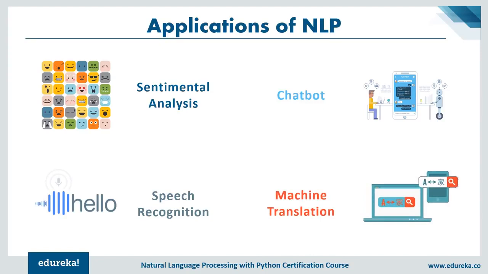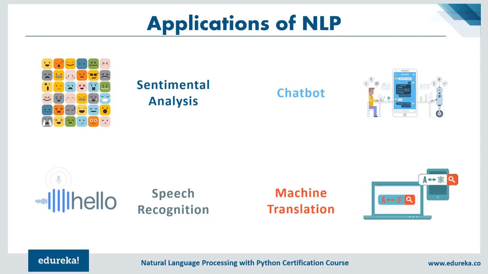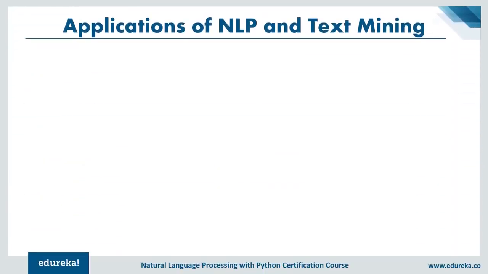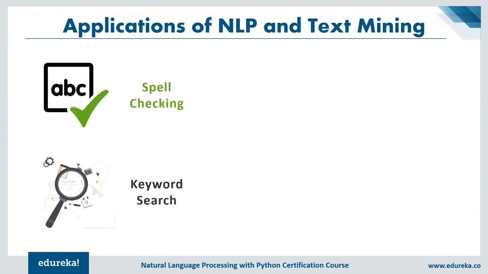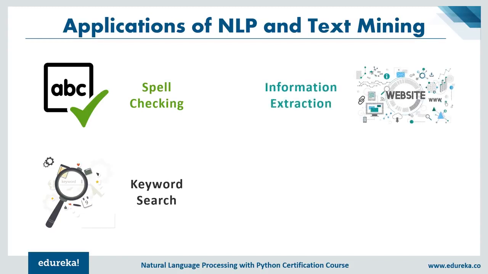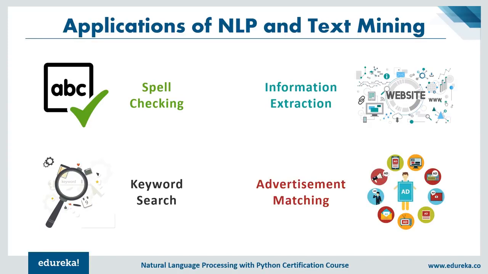Now, machine translation is also another use case of natural language processing. Now, considering the most common example here would be Google Translate. It uses NLP and translates the data from one language to another, and that too in real time. Now, other applications of NLP include spell checking. Then we have the keyword search, which is also a big field where NLP is used. Extracting information from any particular website or any particular document is also a use case of NLP. And one of the coolest applications of NLP is advertisement matching.